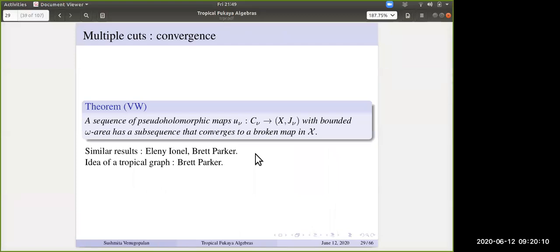Okay, and one of the theorems we prove in this paper is a generalization of the compactness and gluing results for a single cut. I just state the compactness result here, which is about a sequence of maps in multiply neck stretched manifolds. Ionel and Brett Parker had the idea that the broken map in the multiple cut situation has an underlying tropical graph, and that is an important combinatorial invariant. That was first realized by Brett Parker.